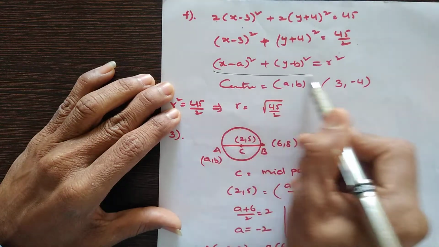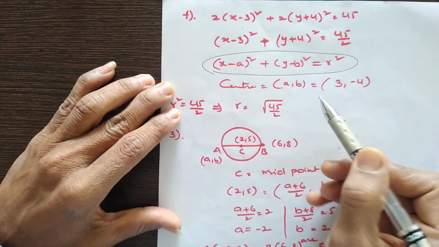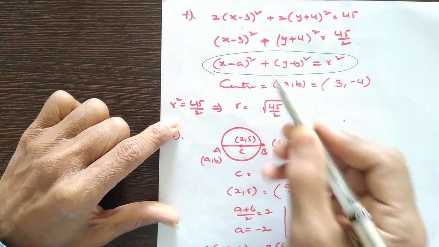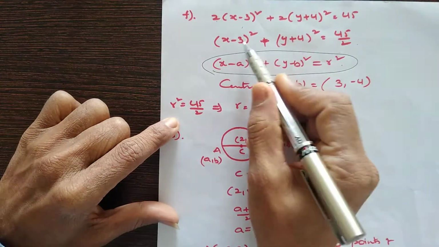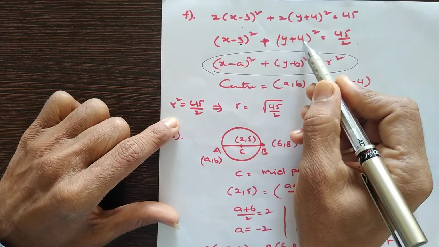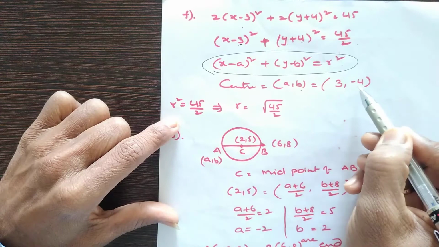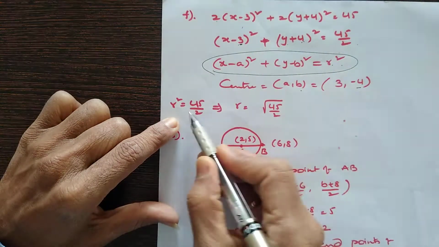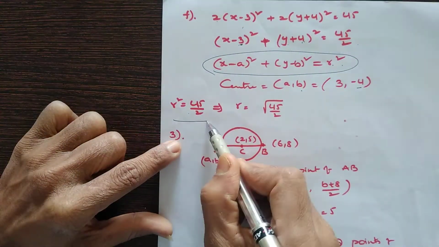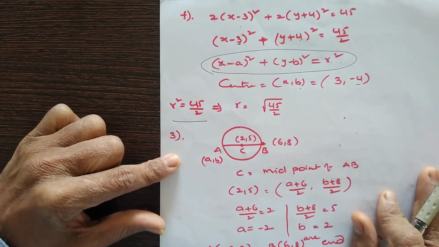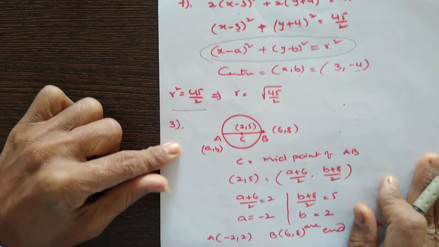Now it is in the form of x minus a whole square plus y minus b whole square is equal to r square. Okay, now the center will be a comma b. A is 3, and y minus b means y plus 4, so b will be minus 4. Radius: r square is equal to 45 by 2, which means the r value will be square root of 45 by 2. Okay, now next question.